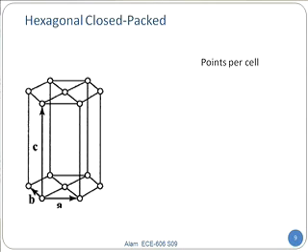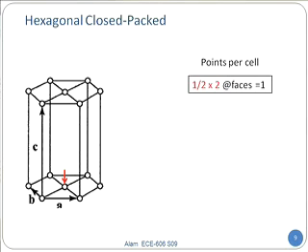So points per cell, let's see whether we can do the counting. First, if you just think about the atoms sitting on the bottom face and the top face, remember each is being shared by another corresponding column in the bottom. So each of these atoms will be cut in half inside the hexagonal cylinder. So half per face, and there are 2 faces, so I have 1.